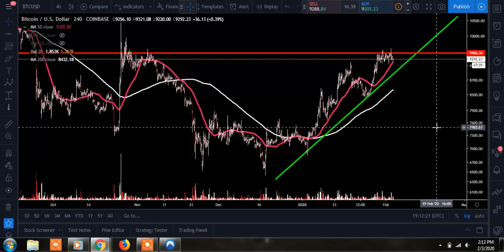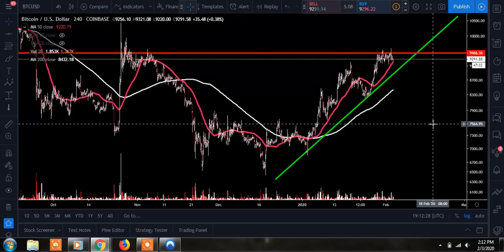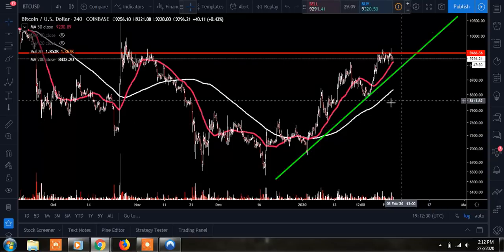With trend lines or support resistance, you always want to get as many touches and get the validity of that line as strong as possible. And there's a couple other things I wanted to point out as well.